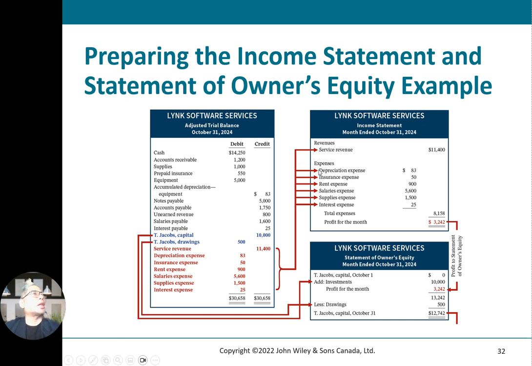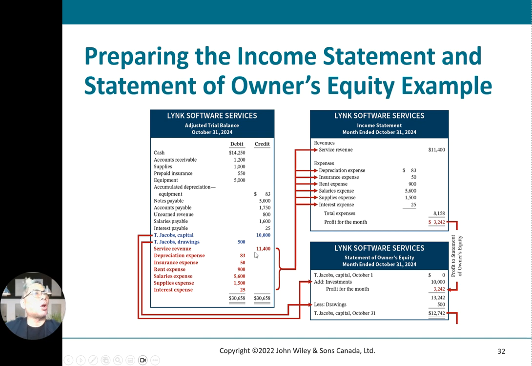And then we start with the expenses. First we're going to put depreciation expense 83 here, 83 here. Okay, and then insurance expense 50, and then rent expense 900 here, 900. This is coming from here, and then salaries expense, which is 5,600, coming from here. These are all the expenses here, and then supplies expense 1,500, and then interest expense 25.